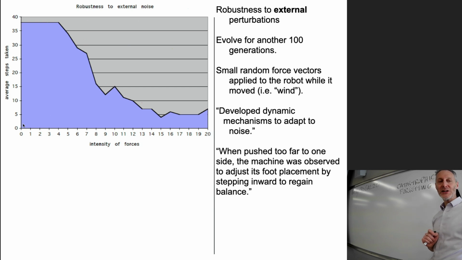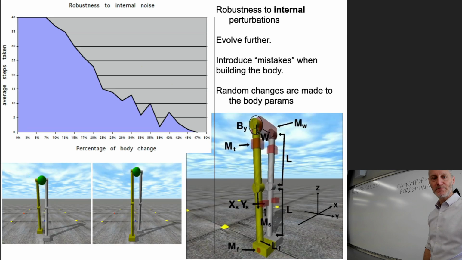And they measured in each one of these simulations how many steps were taken before the robot fell over. So in no wind, this particular robot can take 38 steps before falling over. In a breezy environment, it continues to take that many steps. But as wind intensity increases, when things get very, very windy, the robot can take 5 steps before falling over. So robust, but not perfectly robust.